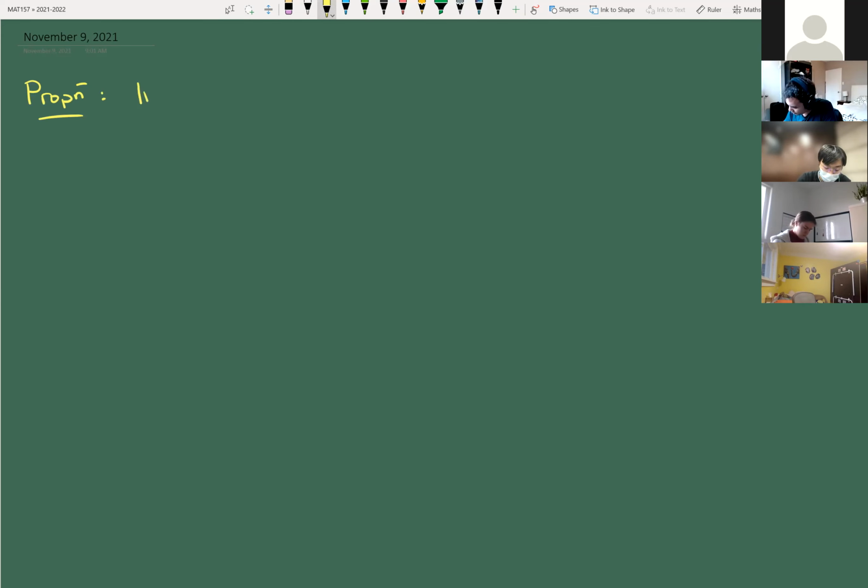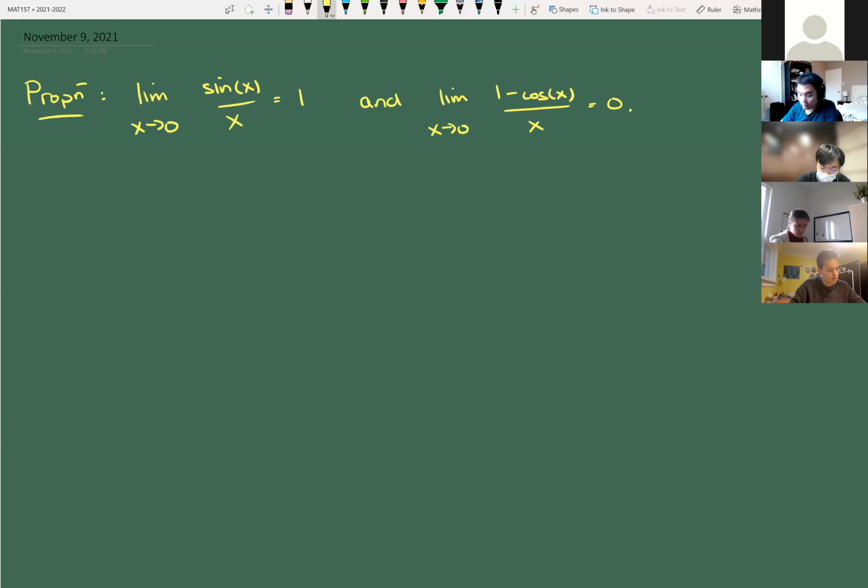So the limit, we'll call it x, as x approaches 0 of sine x over x is equal to 1. And the limit as x approaches 0 of 1 minus cos x over x is equal to 0. Okay, so we have to do these limits. It's basically going to be a squeeze theorem sort of argument.